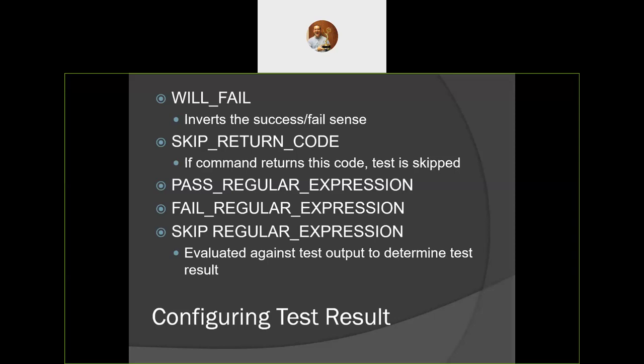Skip return code. You can have your test executable return a special value. For instance, I work at NVIDIA. We write lots of tests that run on GPUs. There are some tests that only make sense if you have multiple GPUs. So we can probe the environment, determine, oh, you don't have multiple GPUs, therefore this test should be skipped. So that test executable could return whatever the value is that is set by this property, and then CTest would record it as a skip, not as a failure.